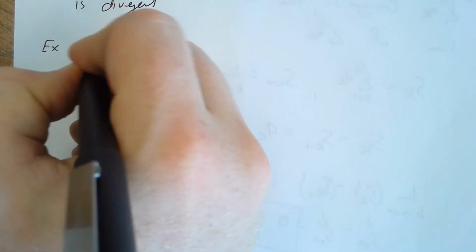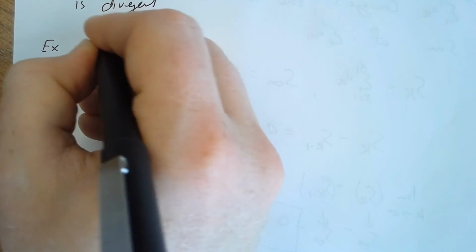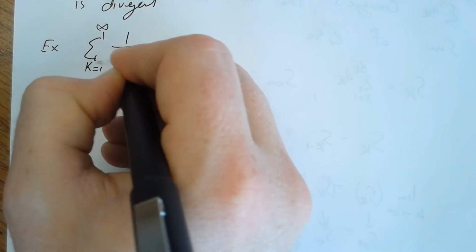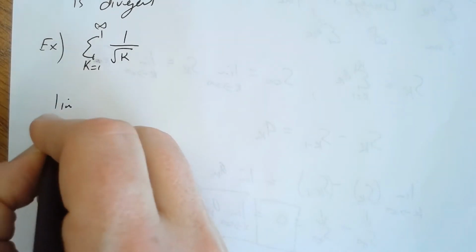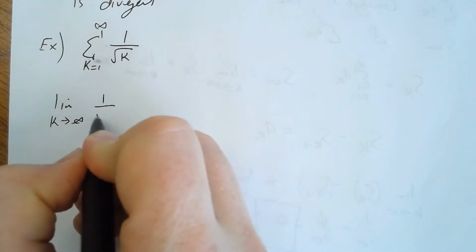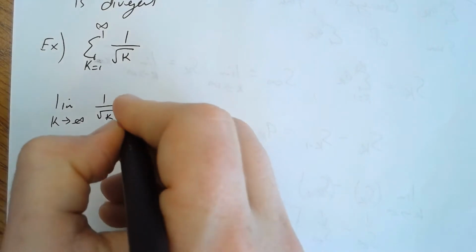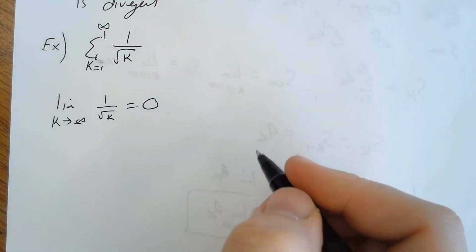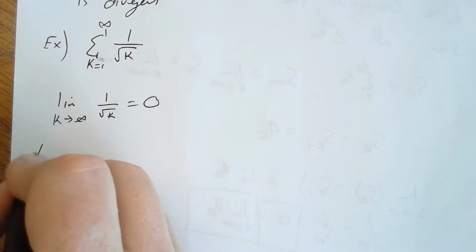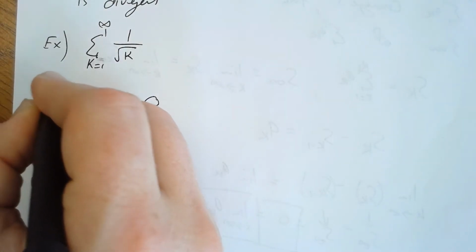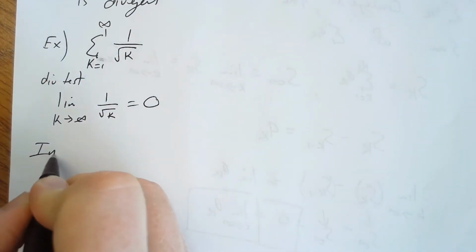The other example is the summation of k equals 1 to infinity of 1 over the square root of k. In this example, again, we're just going to apply the div test, the limit as k goes to infinity of 1 over the square root of k. As k goes to infinity, this thing does end up going to 0, which again doesn't provide any new information. So this test, the div test specifically, is inconclusive.